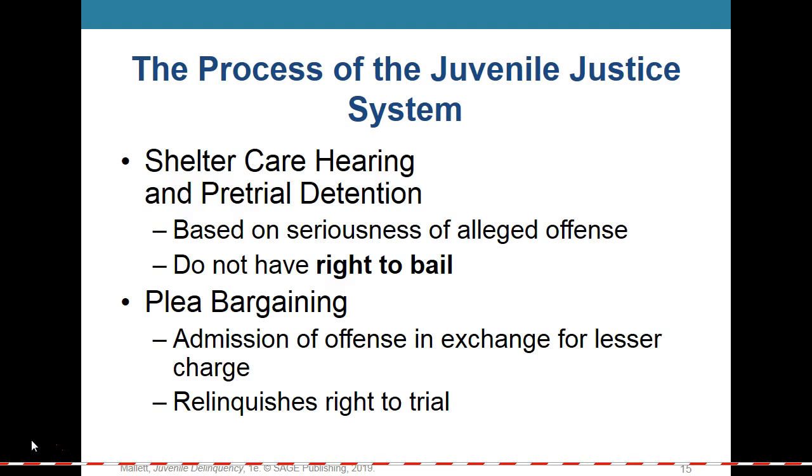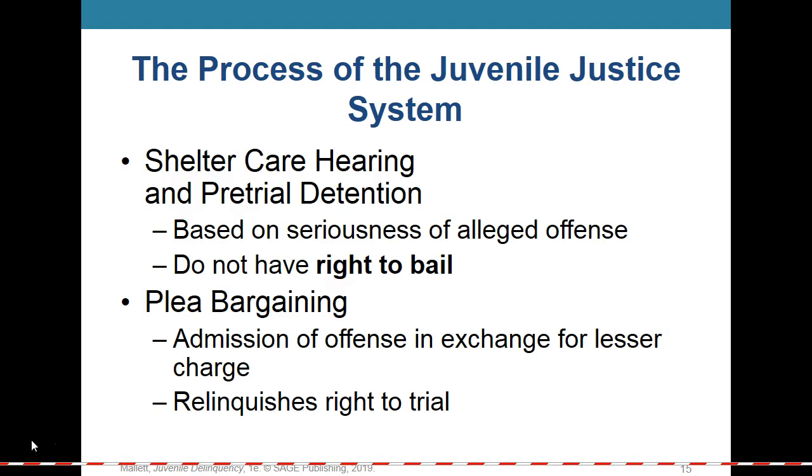Many juveniles that have contact with anyone in the juvenile justice system, law enforcement, many are immediately released to their parents. Some are held in the facilities, and juveniles may be placed in a secure detention facility really at any stage within the system. We have the shelter care, hearing, and pre-trial detention.